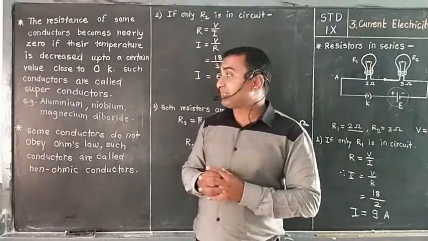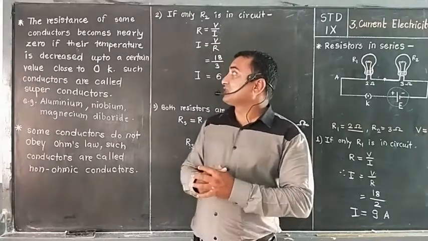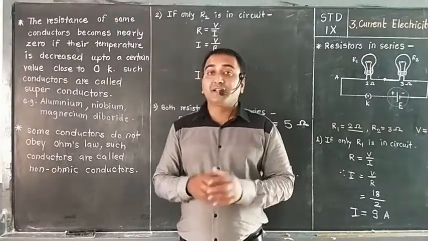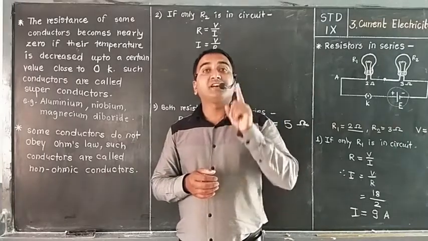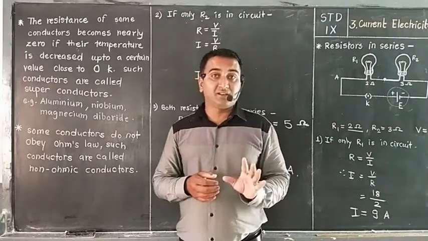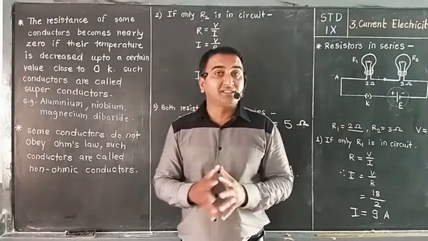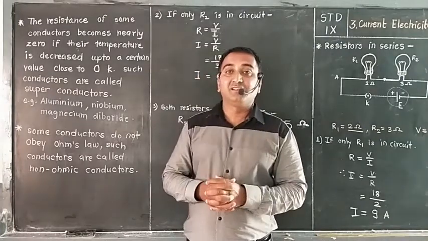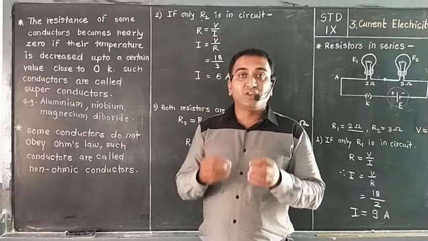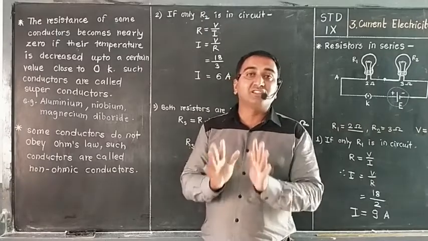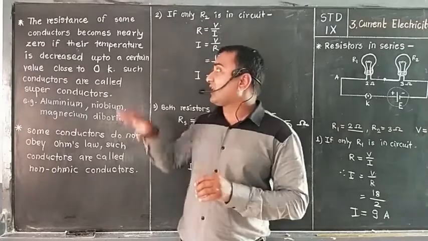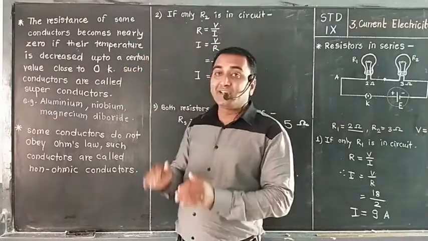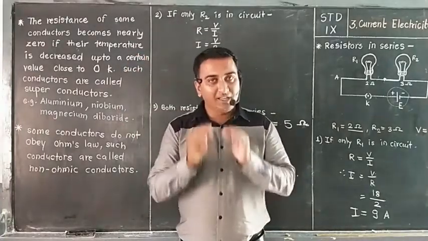So what is a superconductor? The resistance of some conductors becomes nearly zero, not zero. Whatever the material, it should have some resistance. There is no material in the world which has zero resistance. There is always some negligible resistance, so we are using the term nearly zero.